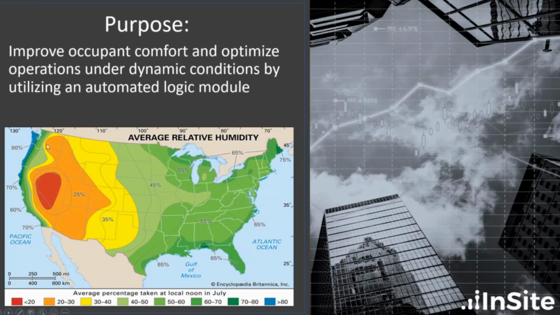Additionally, the current pandemic has placed an even greater emphasis on indoor air quality and maintaining a healthy one. So these controls will help keep the relative humidity within the optimal range of 40 to 60% to aid in virus mitigation.